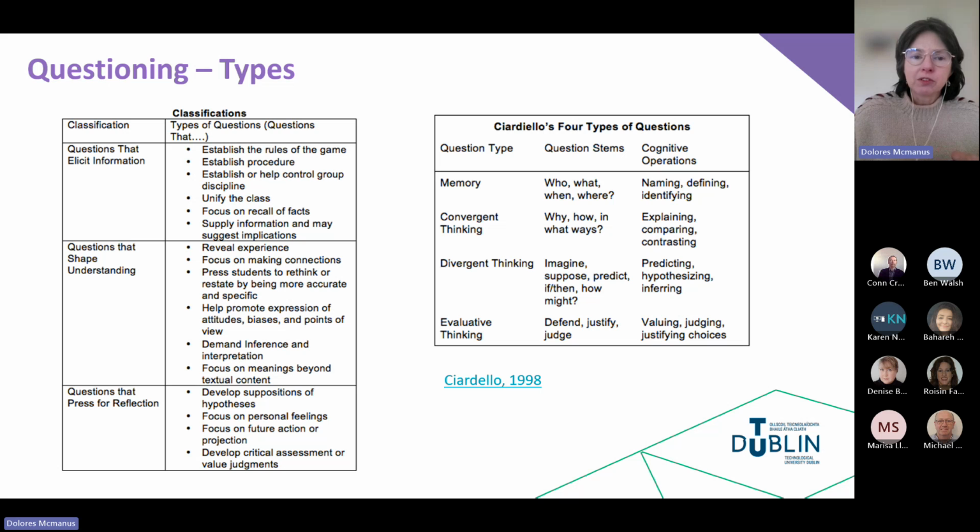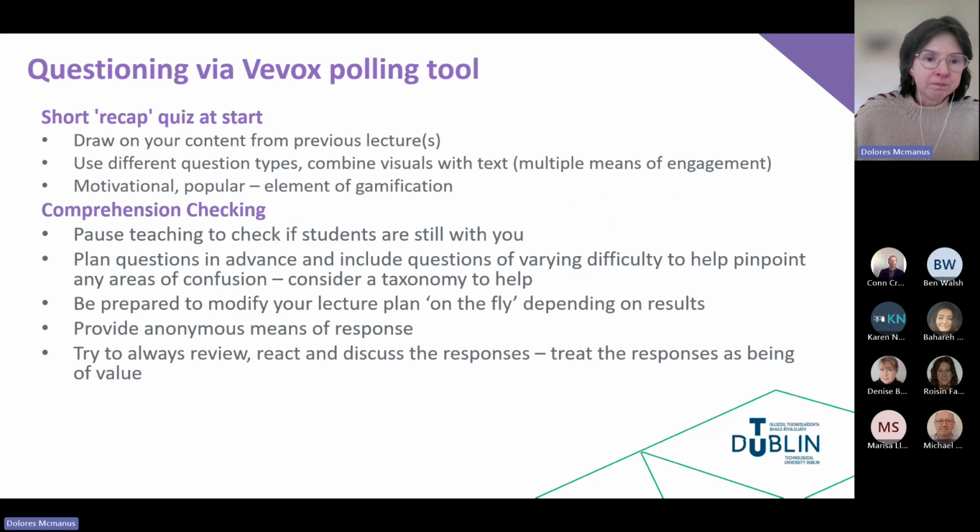So there are some nice questions there about divergent thinking, and questions that shape understanding. The classifications here are good and well worth having a little read through after the session. Again, Vevox, which you may or may not be familiar with, but an awful lot of lecturers across the university are using it in different ways. They're using it for comprehension checking, just to make sure that the students are still with you, or that they're getting a particular concept.